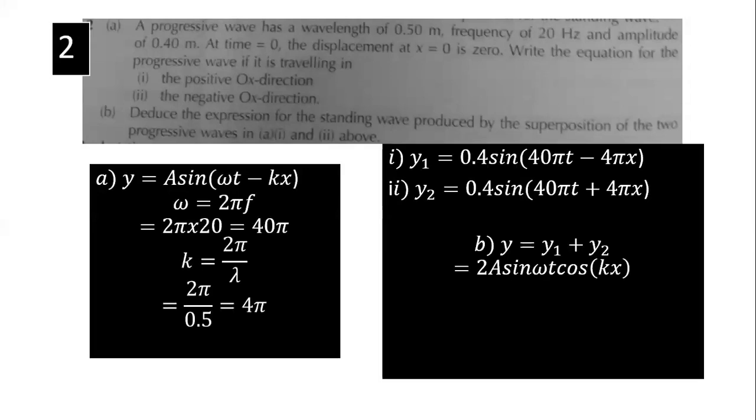Not clear, sir. Deduce the expression for the standing wave produced by the superposition of the two. Right? You are supposed to be able to write the equation, deduce. So either you memorize it or you derive it using your maths. Okay, refer to your note. If you then put in your value, the amplitude is 0.4 times 2, 0.8. Omega is 40 pi, 50 pi. K is 4 pi. Okay.